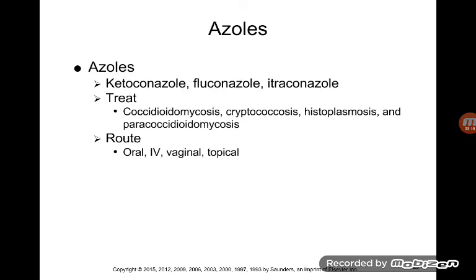Again, the azoles are ketoconazole, fluconazole, itraconazole, and they treat coccidioidomycosis, cryptococcosis, histoplasmosis, and paracoccidioidomycosis. They can be given oral, IV, vaginal, topical. The ketoconazole you may have seen come in a shampoo. And some of the azoles you may have seen come in creams.